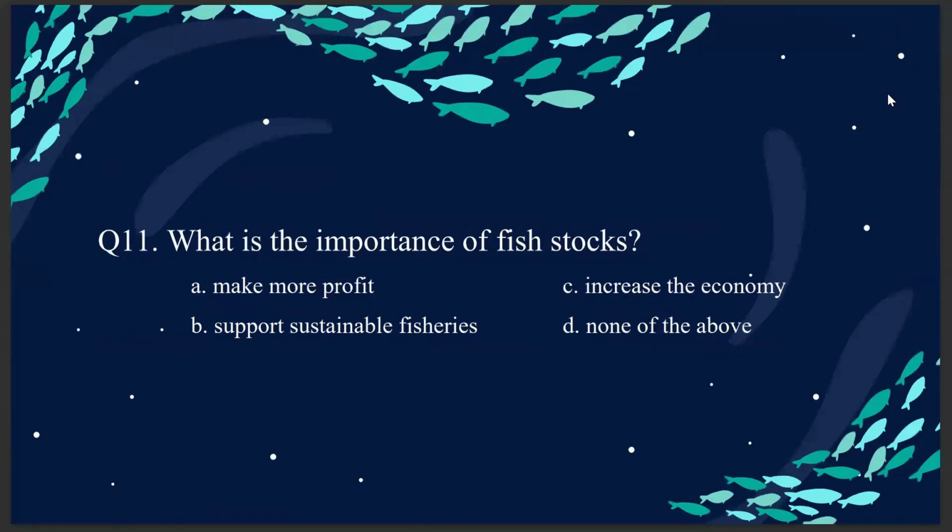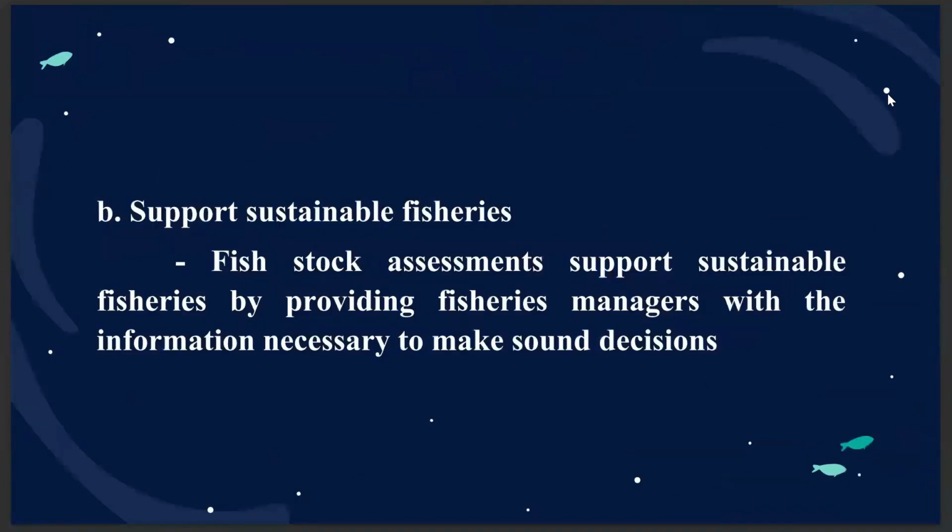Question 11. What is the importance of fish stocks? A. Make more profit. B. Support sustainable fisheries. C. Increase the economy. Or D. None of the above. The answer is B. Support sustainable fisheries. Fish stock assessment supports sustainable fisheries by providing fisheries managers with the information necessary to make sound decisions.